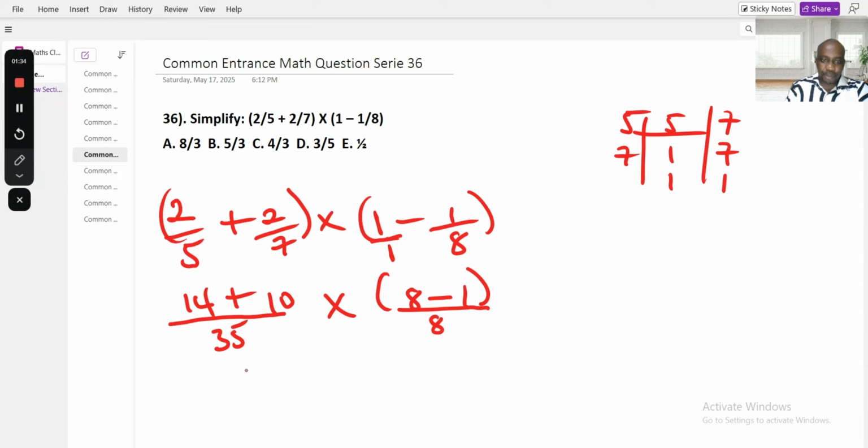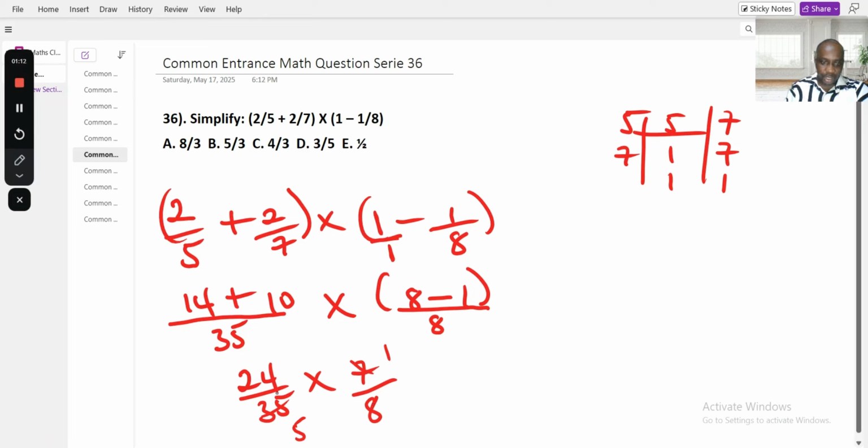14 plus 10, 24 over 35, multiply by 8 minus 1, 7, 7 over 8. Therefore, we can call this one. How many 7 can we see in 35? That's 5.